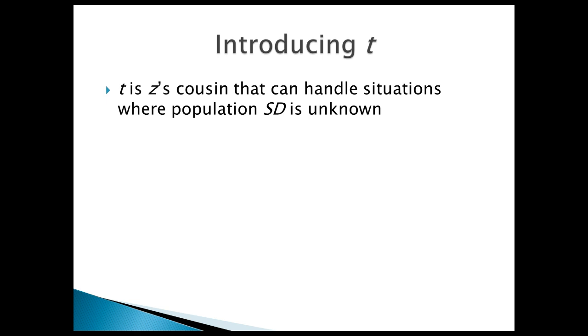Now we introduce t. T is z's cousin that can make handling situations where the population standard deviation is unknown more palatable. So if you don't know your population standard deviation, which is a lot of situations, you need to use a t. So when do you use a t? When you can't use a z because you don't know the population standard deviation.